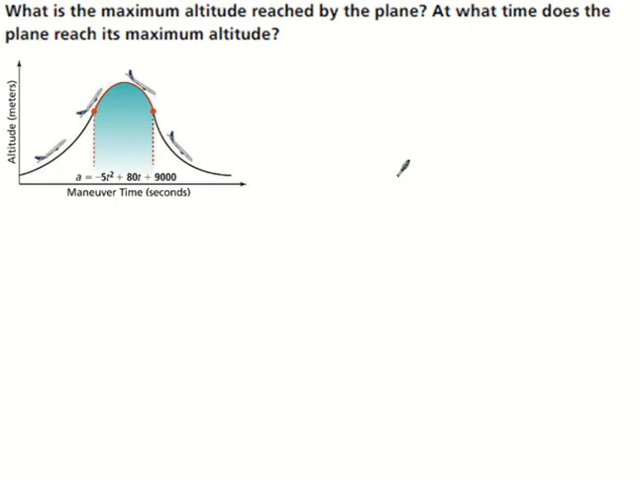So it says use the maximum, what is the maximum altitude reached by the plane? At what time does the plane reach its maximum altitude? So they gave us this function. This is where that vertex comes in. It says A equals negative 5t squared plus 80t plus 9,000. So I'm going to rewrite this function up here.